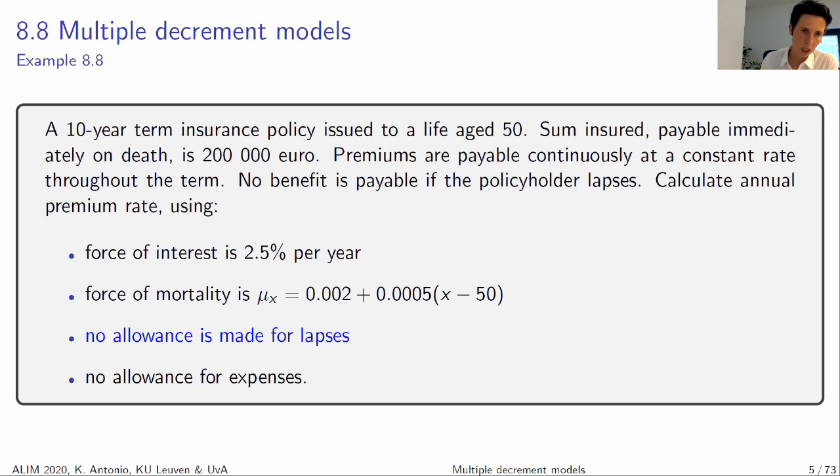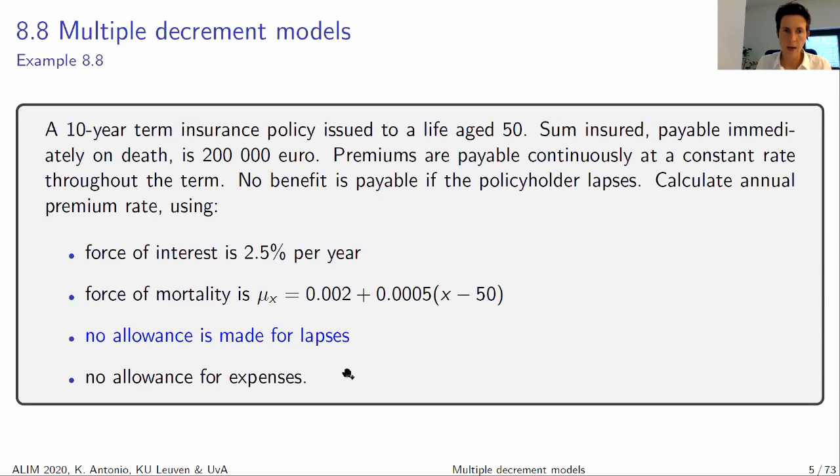And some specifications are given here. Now, what is important for us is that in the first part of the exercise, I'm going to do my calculation when there is no allowance for lapses. So that means if there is no allowance for lapses, the only states that I would have to take into account in my multi-state model are the alive state and the dead state, right? And then I would have to do my calculations in this setting.